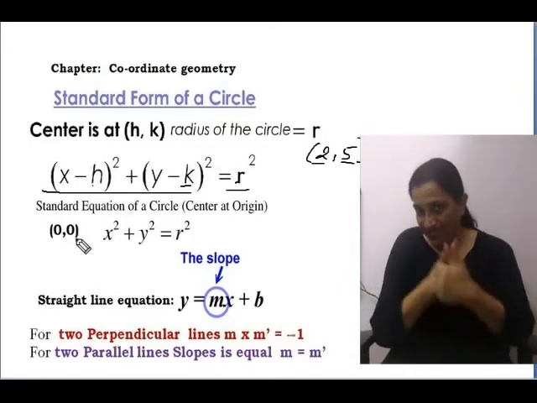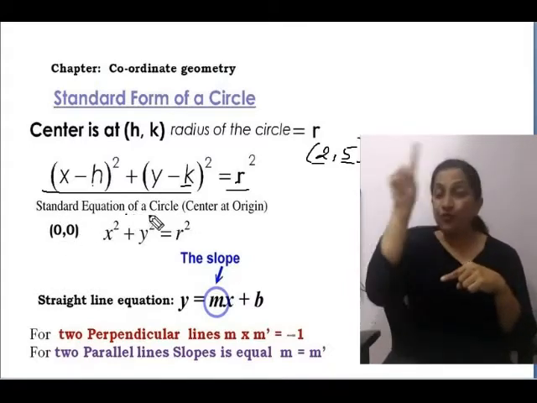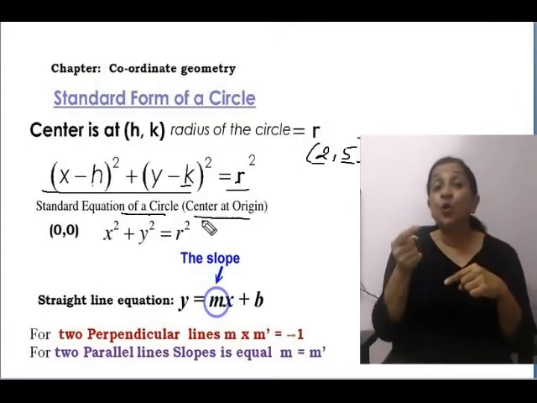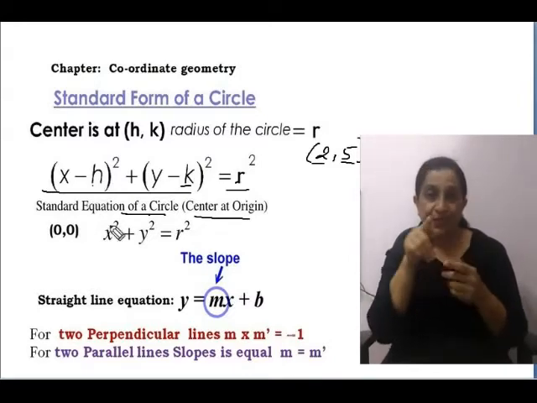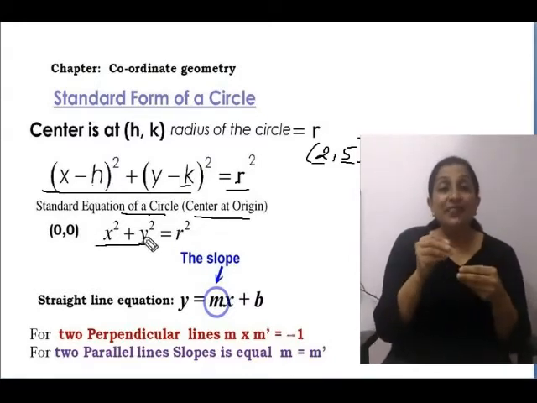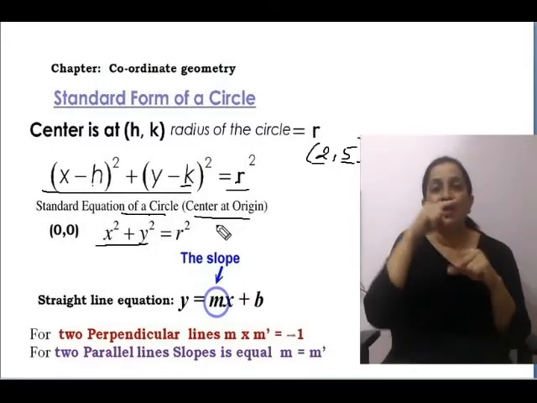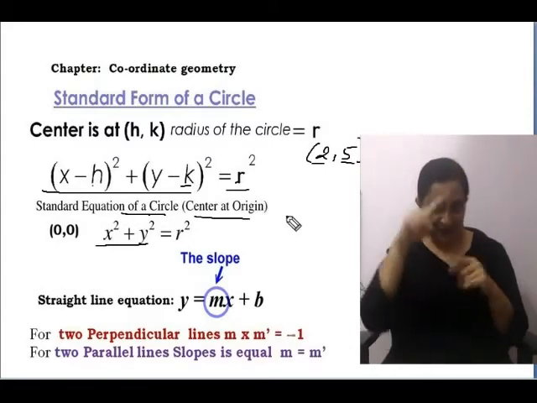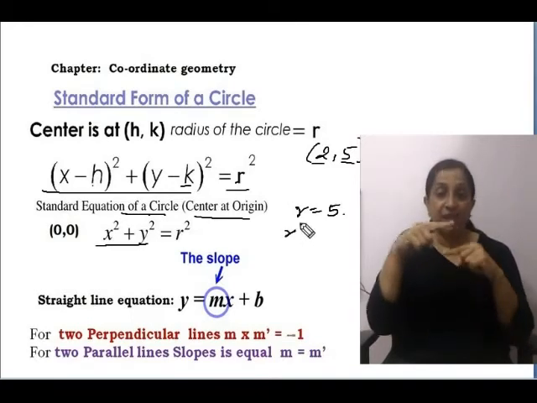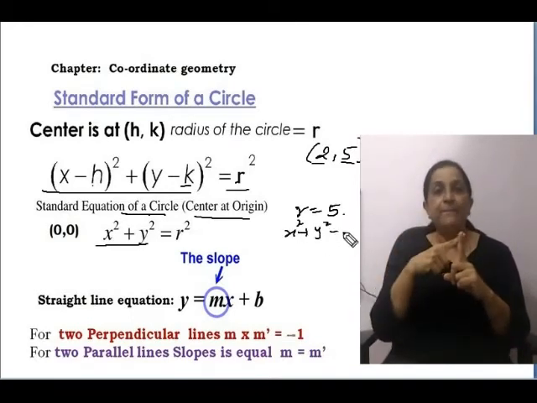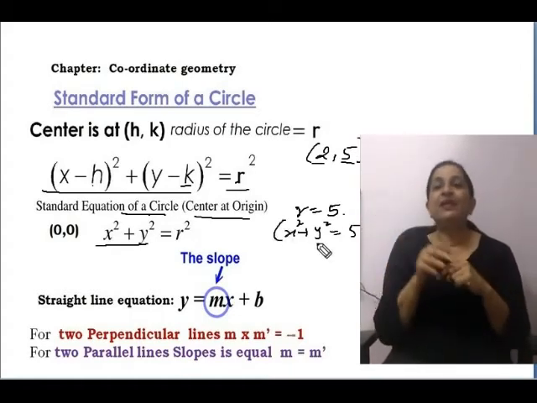Then one more formula is they will give some circle and say that it is at the origin. That is, these values h and k are 0, 0. So when you put 0, 0, obviously the equation will become x squared plus y squared is equal to r squared. Straight away, they will ask you to find the equation of the circle at the origin, where let us say the radius is equal to 5. Then it will become x squared plus y squared is equal to 5 squared, that means equal to 25. This is the equation.